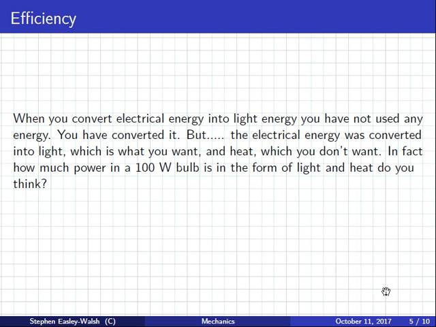So, if you have a 100 watt bulb, that means it's using 100 joules per second. So it's taking 100 joules per second, converting it. How much of that 100 joules is actually light? And how much of the 100 joules per second is heat? So how much is what you want, and how much is what you don't want? So what do you think the numbers might be? 100 joules a second, how much gets turned into light, and how much gets turned into heat? As for a normal light bulb, an old light bulb.